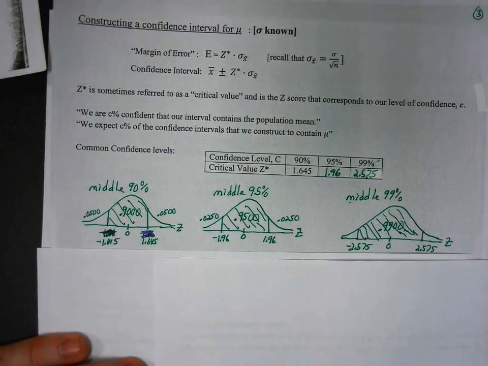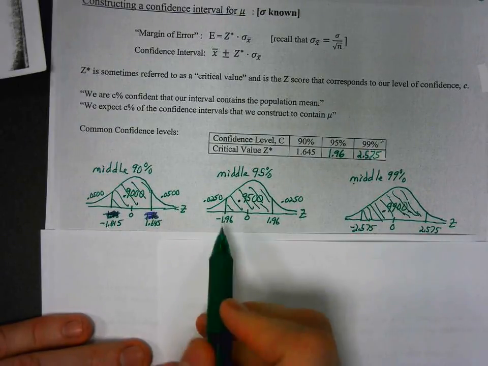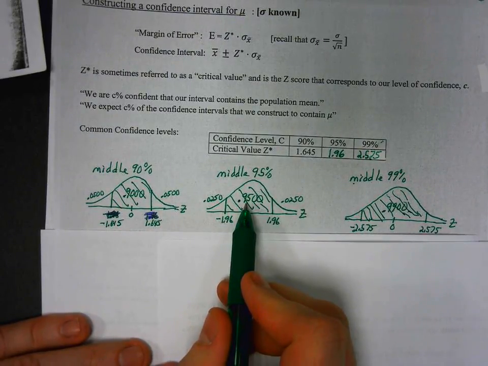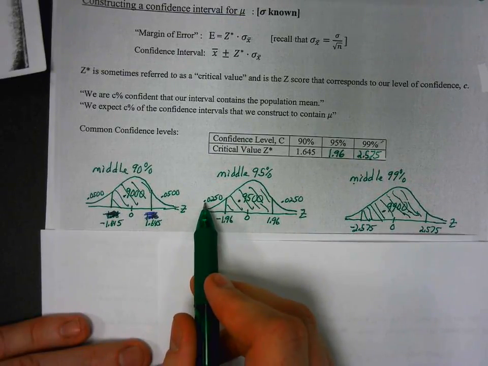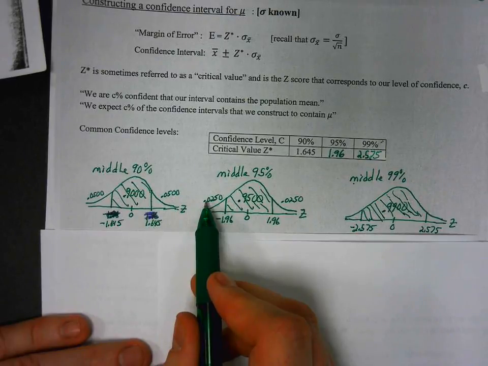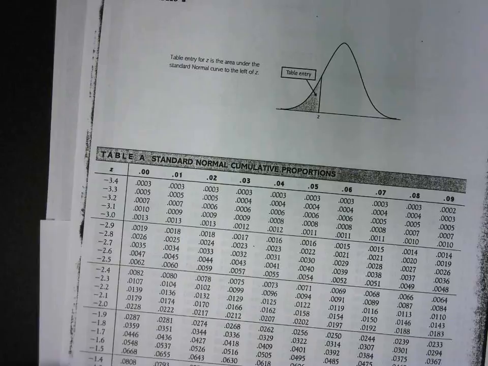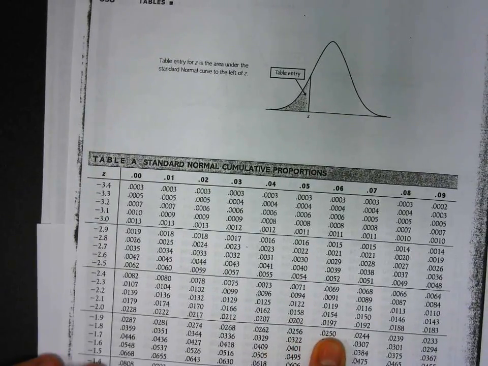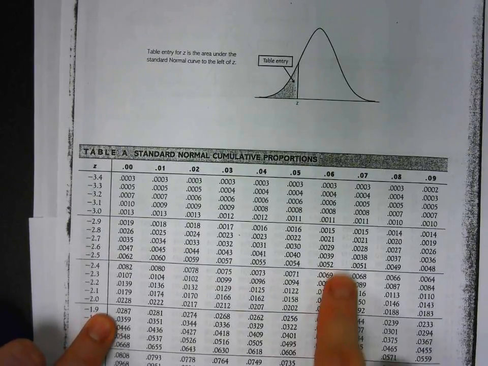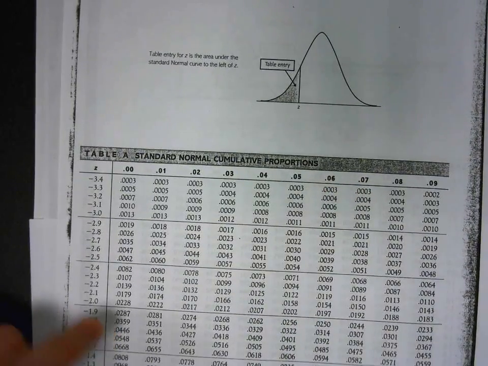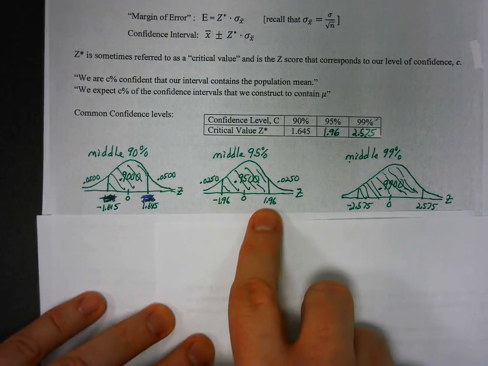Okay, and again, I'll just show you the curve on those. The middle 95% means you have 5% left over to split between the two ends. So that's 0.025 on each end. So when you look up 0.0250, okay, that number occurs exactly in the table at negative 1.96. So that's your critical value for z, negative and positive 1.96.